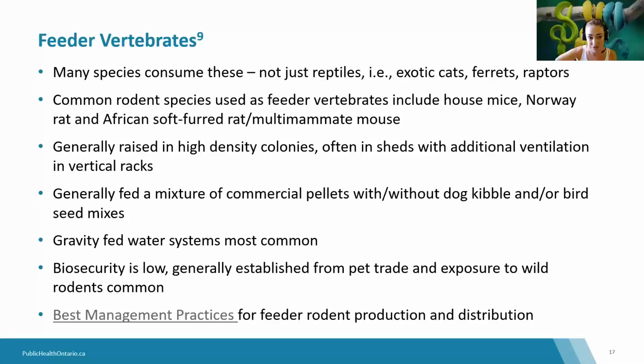Escapes are common, and they might just throw them back in the tub that they think they came from. A lot of these come from the pet trade, so they're not coming from high health lab animal stock. They're coming from whatever someone thinks looks healthy when they decide to start breeding rodents. So generally very low biosecurity, and probably a lot of these are colonized with salmonella. There's actually a best management practices document for feeder rodent production and distribution that you might find helpful if you're ever investigating one of these larger rodent colonies.